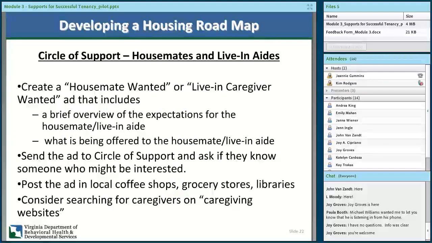If nobody in the circle of support responds, let's try creating a housemate wanted or live-in caregiver wanted advertisement that describes the individual and the living situation he or she is seeking. Provide a brief overview of the expectations for the housemate or live-in aide and highlight what's being offered to the housemate or live-in aide, such as wages for the live-in aide, free or reduced rent, free or reduced internet and cable, a stipend to transport the individual or take the individual to different activities, or a monthly gift card for groceries. Make sure the individual and family are prepared to make good on any offer they make.